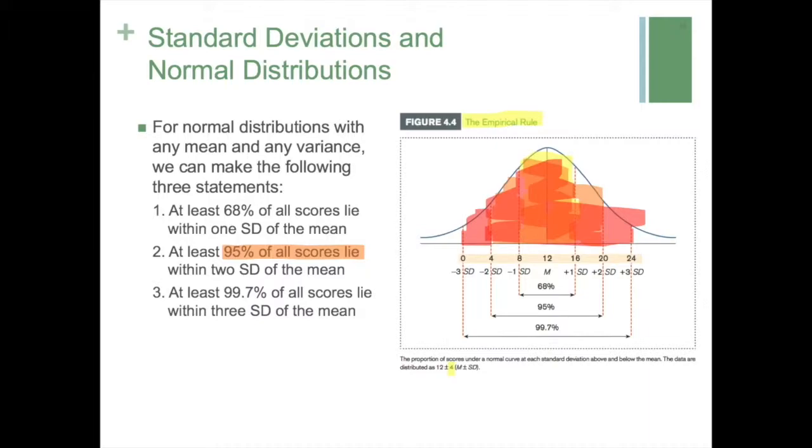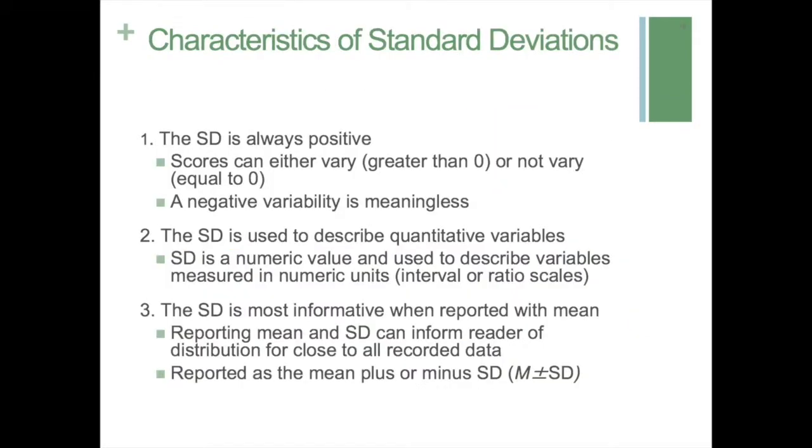Now let's review some general characteristics of standard deviations and keep this idea of the normal curve or the bell curve in mind when you're thinking about what these characteristics mean. So first of all, just like the variance or the variability, standard deviation is always going to be positive. Whenever there's variability, there's going to be a positive value, meaning some difference between scores. Negative variability doesn't mean anything. The standard deviation is used to describe quantitative variables, right?